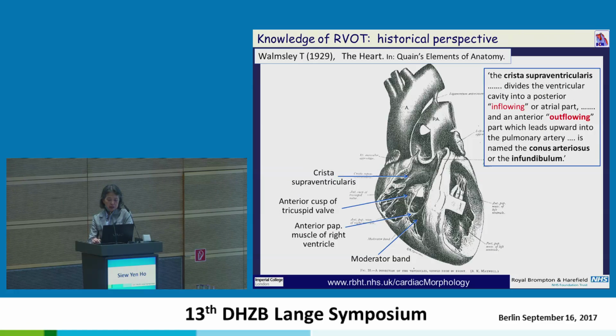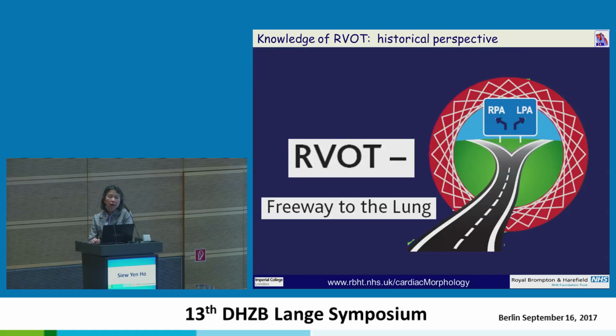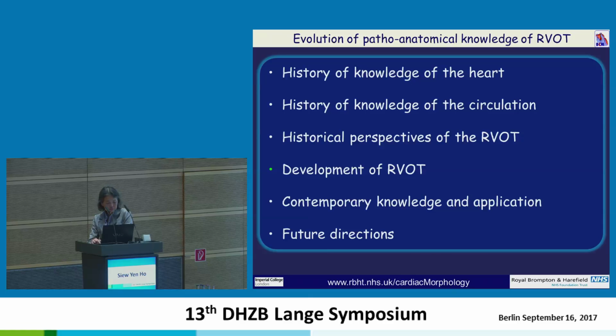Now coming back to the outflow, it's probably Walmsley and Quain's anatomy that first referred to the outflowing part of the heart, what we call nowadays the right ventricular outflow tract. So he highlighted the crista supraventricularis and also drew attention to the moderator band. And of course, in this weekend's symposium, it's the freeway to the lung.